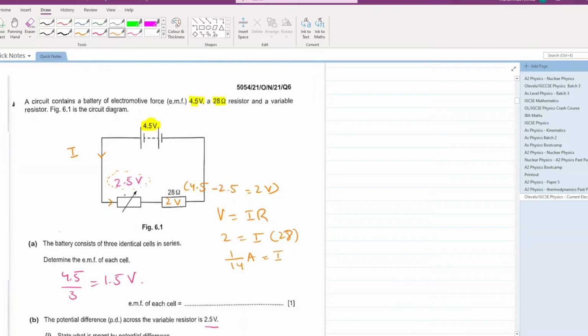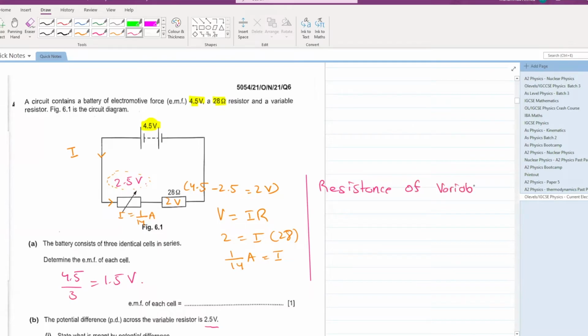Now, this current is also flowing in this variable resistor. The variable resistor now has a current of 1 over 14 ampere. Your voltage value is 2.5. Can you calculate the resistance of the variable resistor? Yes. You can partition it here and you can say: resistance of variable resistor is what?